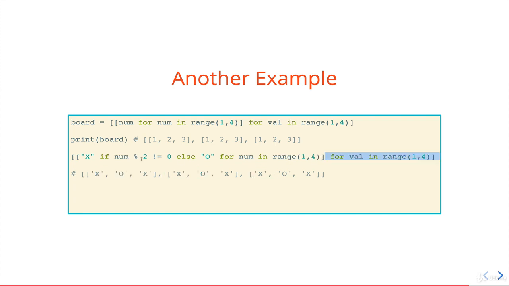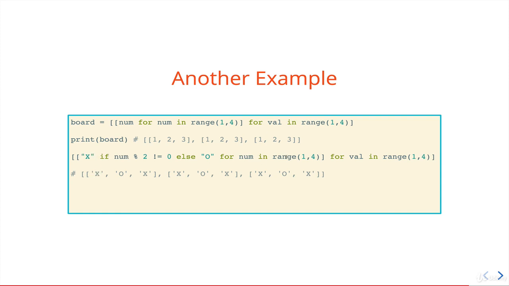And so what are we actually doing inside that list? Well, we're doing something 3 times again, range 1, 2, 3. And each time through, we're going to call that number num. So num starts at 1. So then we check, is num mod 2 not equal to 0? That means, is it not even, meaning is it odd? And 1 is, so we do an X.